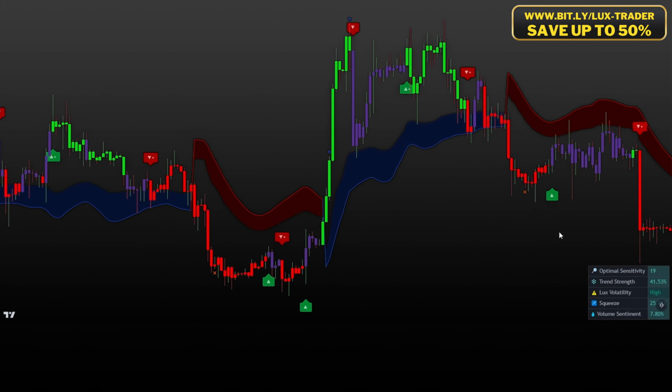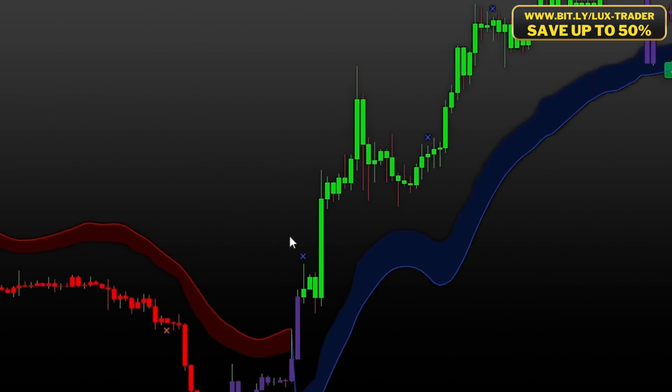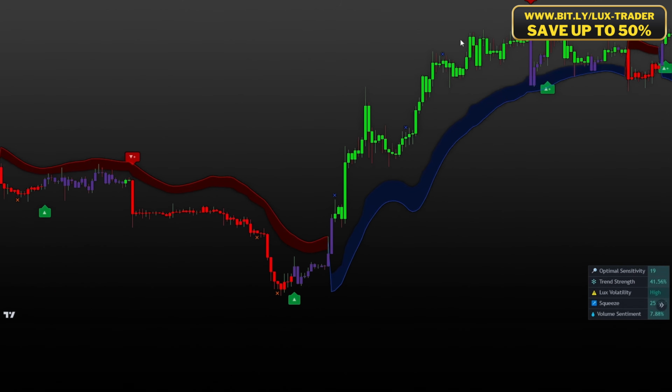The opposite is true for the blue X signals. The blue X signals signify take profit on an uptrend or a long signal. So these are saying if you're in a long position, you might want to exit your position. So very simple to use.